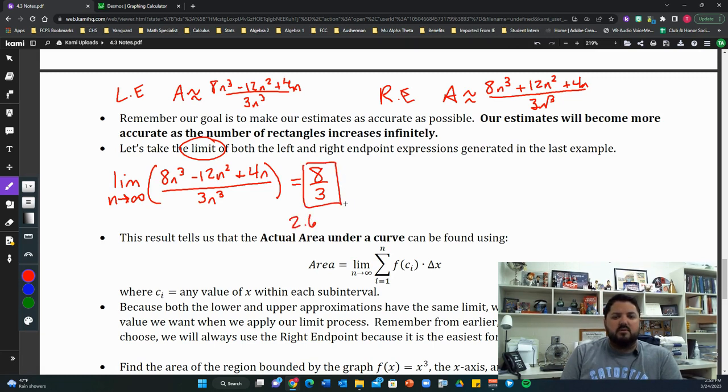8/3 as a decimal is 2.66 repeated. That is the decimal that we were approaching when we were looking at those values. Now, let's do the same thing, but for the right side.